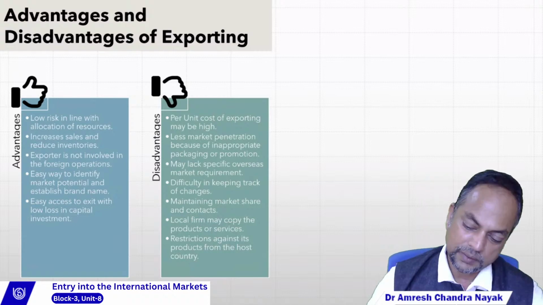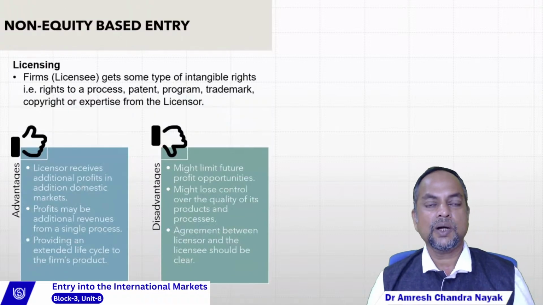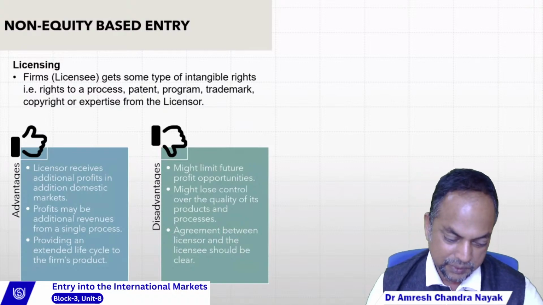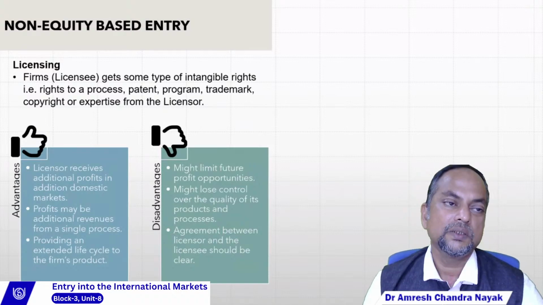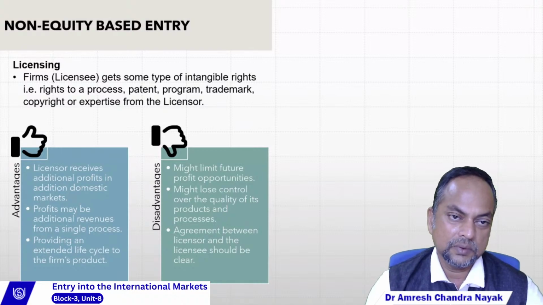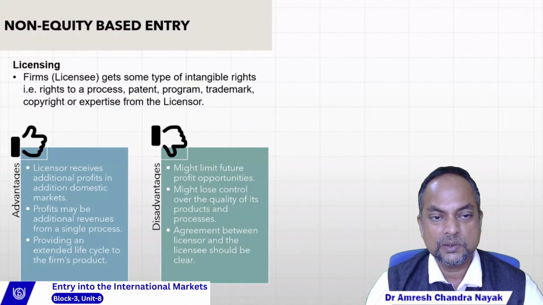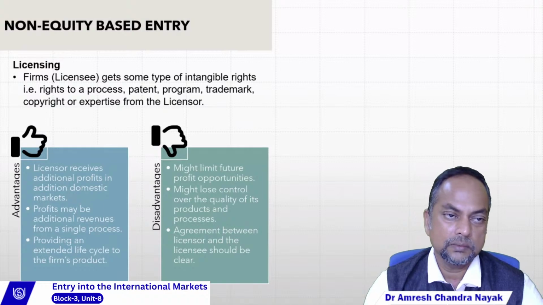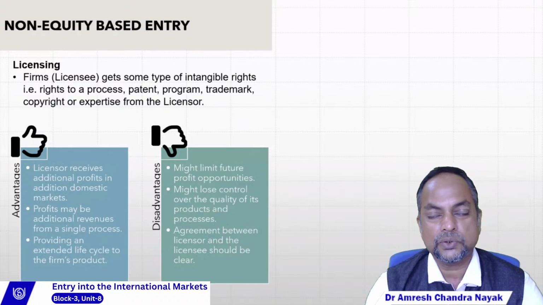Right? Moving ahead, to non-equity based entries, the first one is licensing. Licensing is where the organization which gives the license to others is the licensor. The organizations which take the license are the licensees. Those who take licensing, those who give licensing, right?